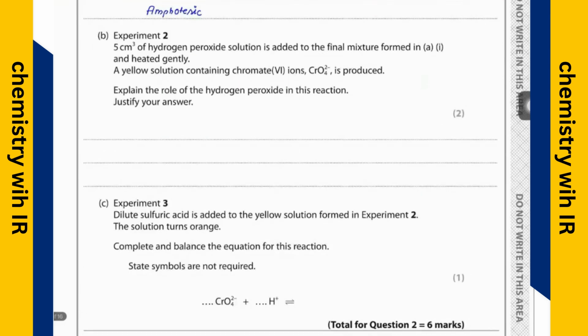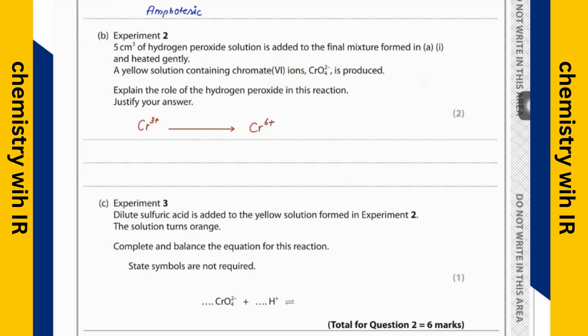Experiment 2: 5 cm cube of hydrogen peroxide is added to the final mixture formed in A part 1 and heated gently. A yellow solution containing chromium 6 ions is produced. Explain the role of the hydrogen peroxide in this reaction. Justify your answer. Initially, I had chromium 3 plus, but now I have chromium 6 plus, as they have told us.